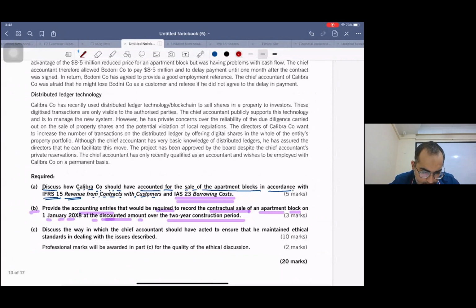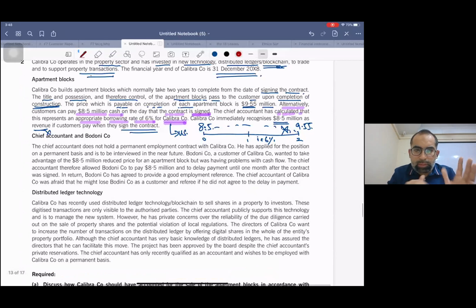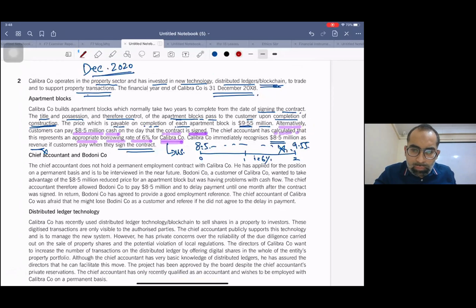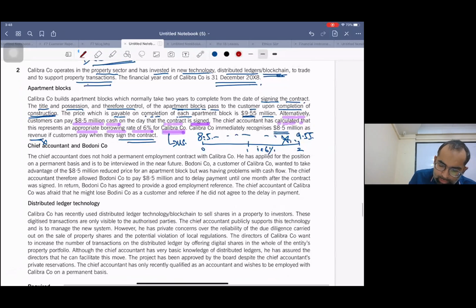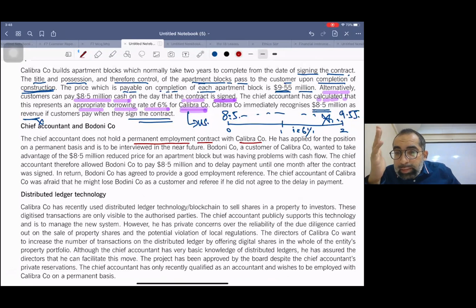Now let's read the question. We did the first paragraph. Now we are going with the second one. The chief accountant does not hold a permanent employment contract with Calibra company. Now the accountant who was doing this accounting in the first paragraph is not a permanent employee. So now just make up your mind, as he needs a permanent job.